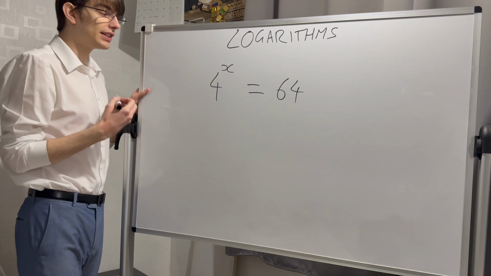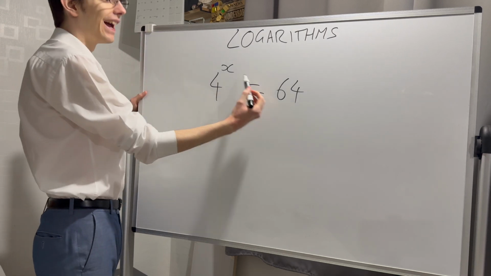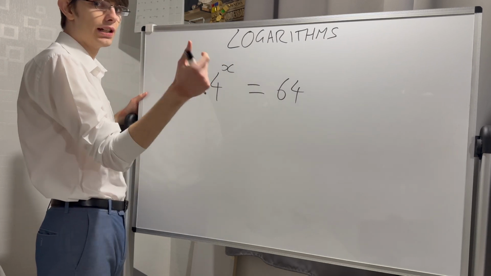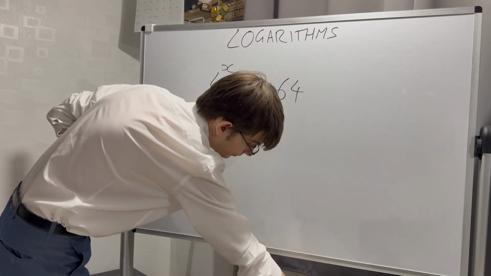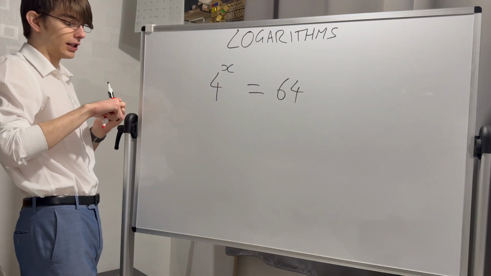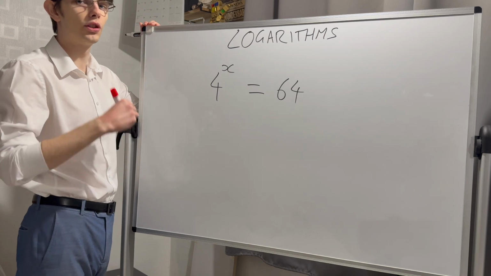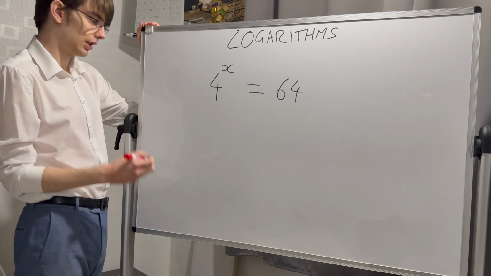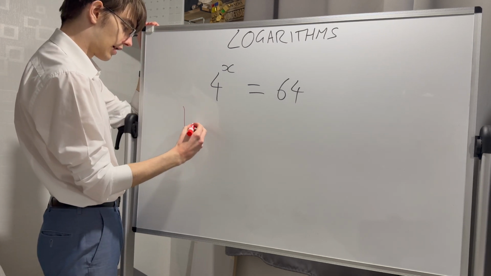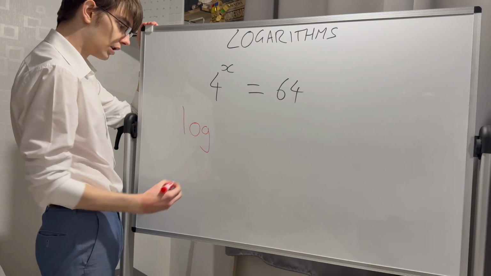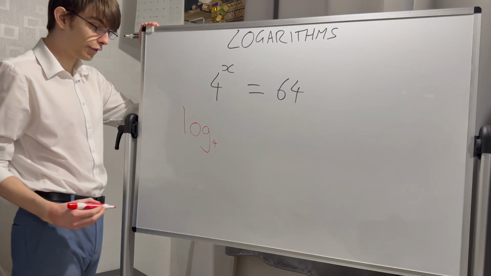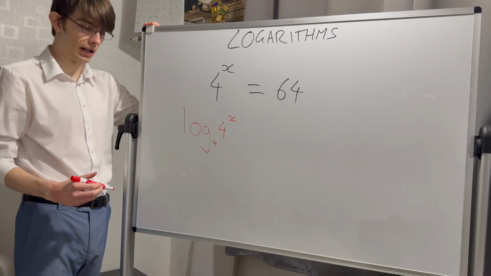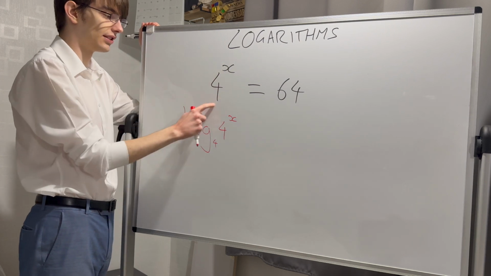Well, the same way that if this was 4 times x was 64, we would divide both sides by 4, we do the inverse. We're going to do the same thing. Instead of having an exponential, we are going to inverse it, and we are going to apply a logarithm. Now, the way that we do that is we write this log base 4 to the x. This is applying a logarithm to this side.